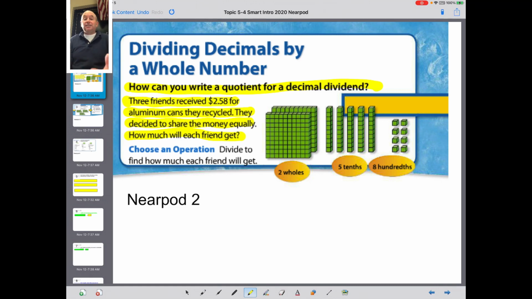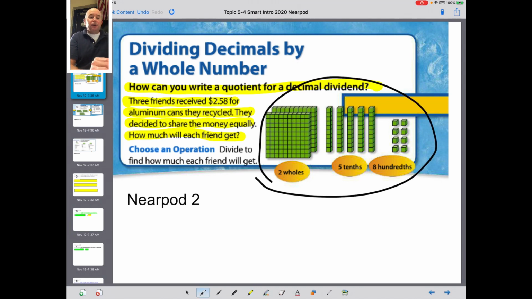So this is a classic division problem, right? When you look at it, they have the little model set up there that represents the money. They have the two wholes, which is the $2. They have the 5 tenths, which is the 5 in the tenths place, or the 50 cents, and then they have the 8 hundredths, which are pennies, right?